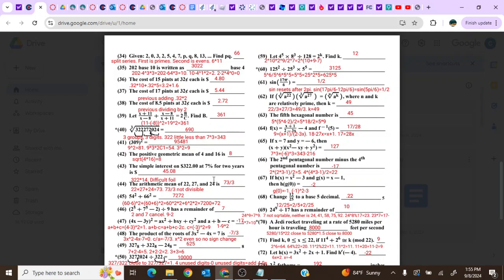44. The arithmetic mean of 22, 27, and 24 is what? Well, the arithmetic mean is all the numbers added together divided by the total number of numbers. So 22 plus 27 plus 24 is 73. There are three numbers, so divide that by 3. And it's not even divisible by 3, because as you can see, these digits add up to 10, which is not divisible by 3. That's how you check whether it's divisible by 3, and since it's not, you don't have to simplify at all. So just write that as your answer choice.